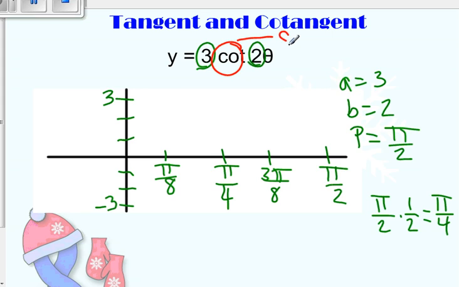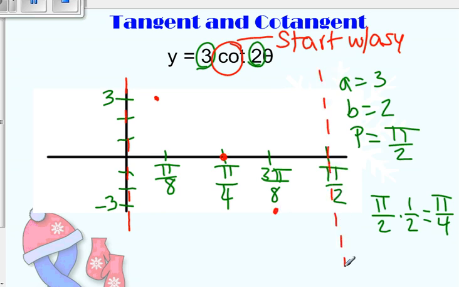So we start with an asymptote. It's not flipped. There's no negatives. So the normal graph starts at the top at 1, but we're going to start at 3 because that's our new amplitude. We're going to go to 0, and then we're going to go down to negative 3. And then we'll have an asymptote. And then we just draw our graph in. Okay, so there is cotangent.